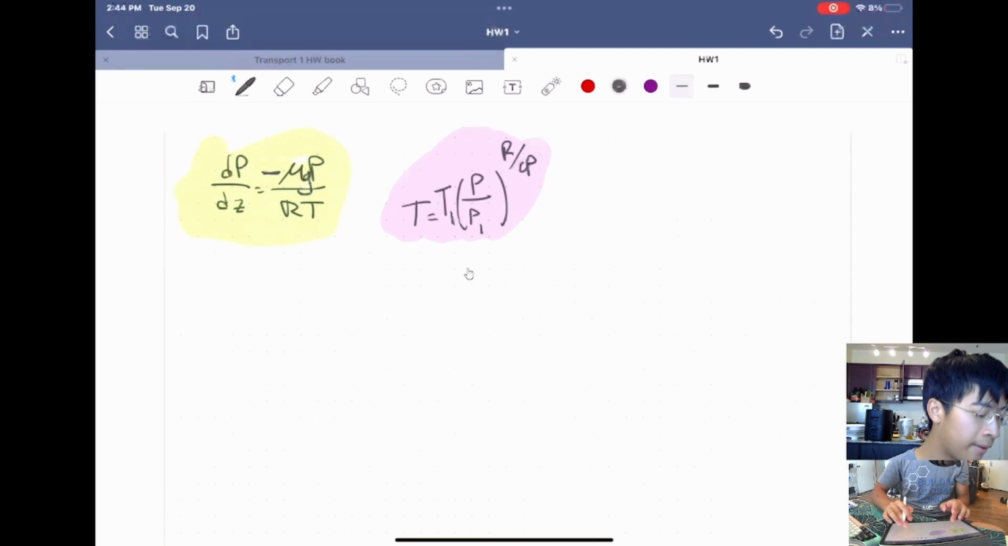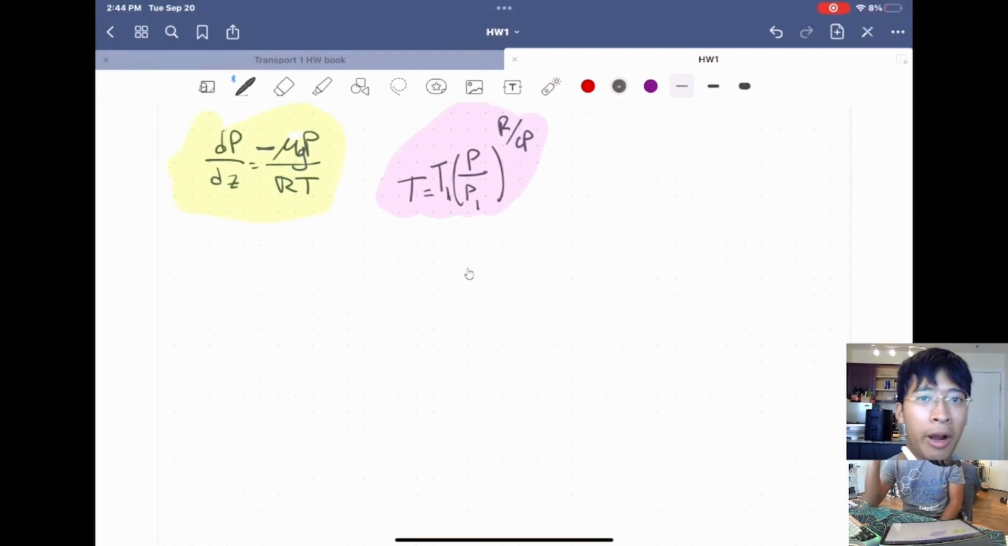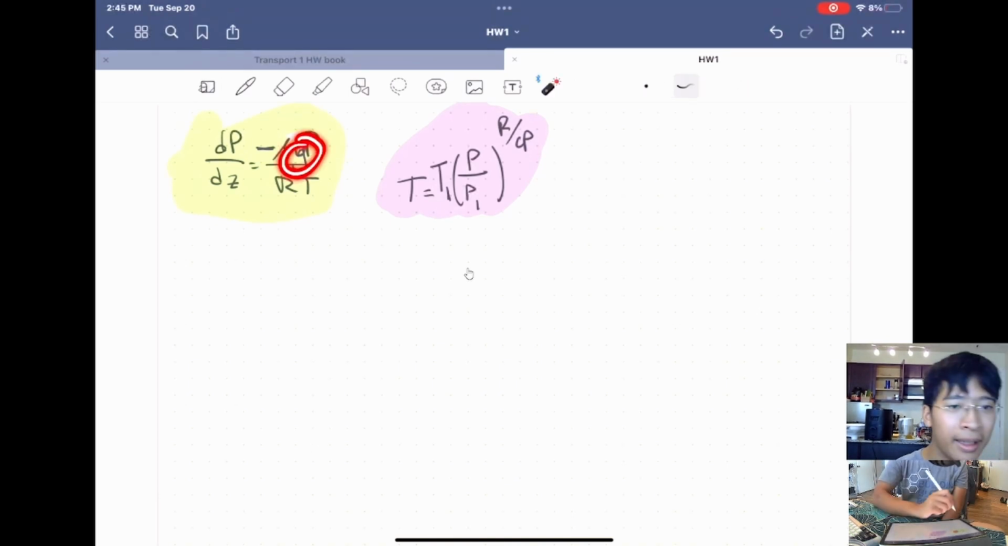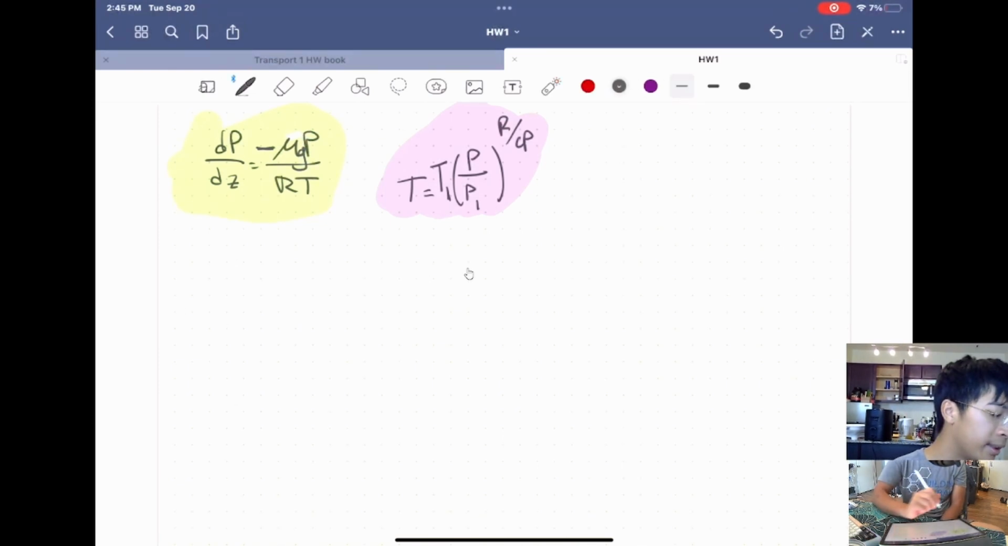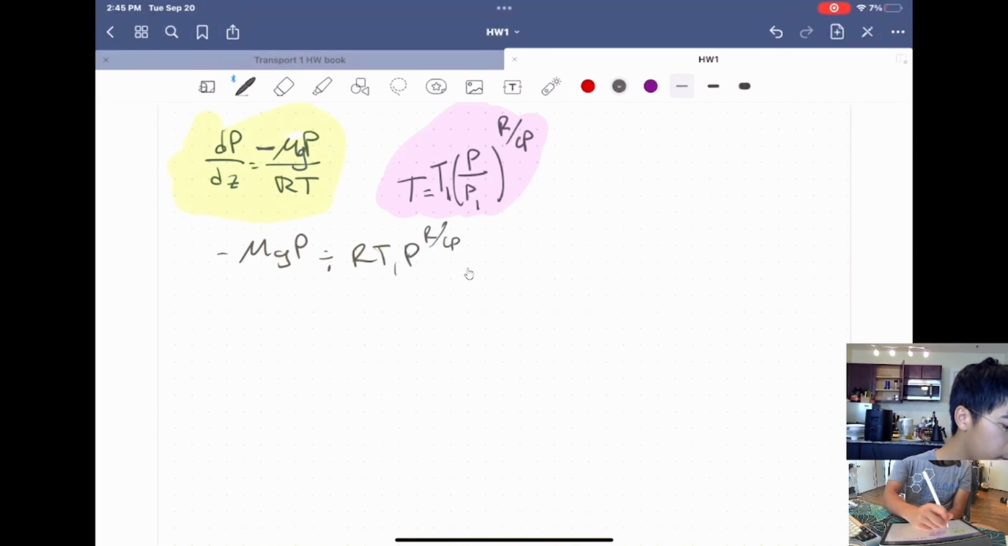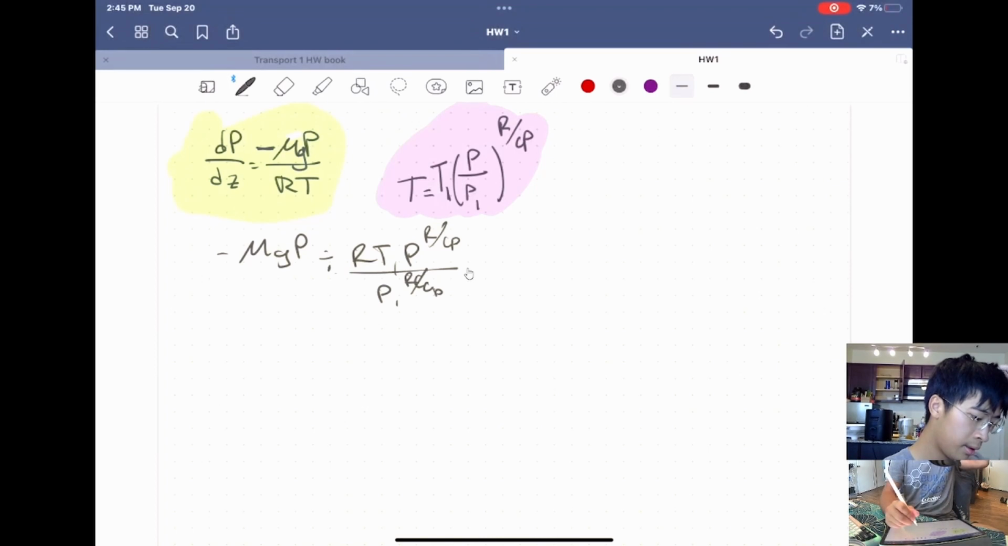So you'll notice that I've taken the liberty to move us to a new page since we ran out of room in the last page and copied over our relevant equations. You'll also notice that I noticed a copying error. There really should be a g there, gravitational force constant, right? So let's go ahead and plug our T in there. We're going to have negative molar mass g over Cp divided by R, known temperature times (P over P1) raised to the power of R over Cp. Okay?